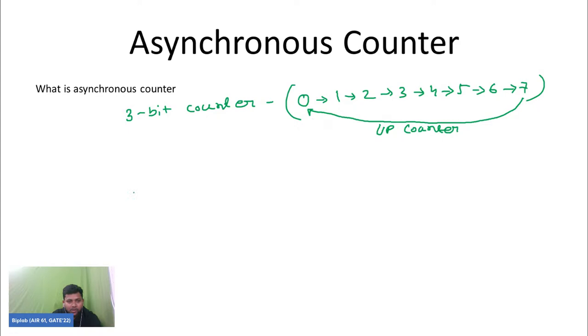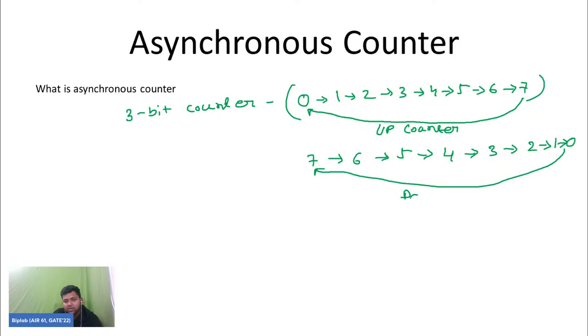Now we are clear. Let me also write this one: 7, 6, 5, 4, 3, 2, 1, 0, and then again go back to 7. This is nothing but a down counter. Now we know what an up counter and a down counter are. Now what are synchronous and asynchronous counters? First let us talk about the asynchronous counter.